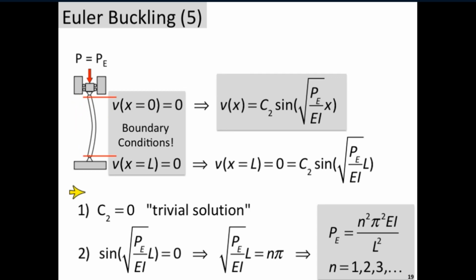So we're going to ignore that trivial solution and go to the second possibility, and that's that this sine term right here must equal 0. If we realize that sine takes on a value of 0 at n pi, where n is 1, 2, 3, 4, 5, 6, 7, 8, whatever you've got, then in this portion here, the square root of P, the Euler buckling load, divided by EI, times L must equal n pi. We can solve then for the Euler buckling load, and it's n squared pi squared EI over L squared, where n takes on the values 1, 2, 3, etc.